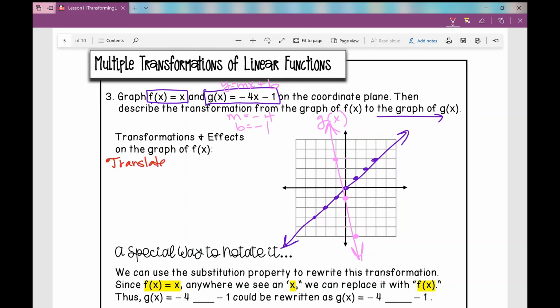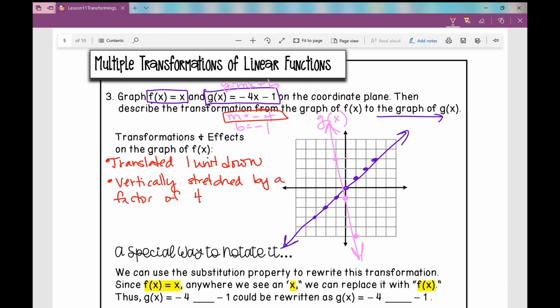Translated 1 unit down. What else? It's been vertically stretched by a factor of 4. Vertically stretched by a factor of 4. And I know you want to talk about that negative because we wrote our slope as negative 4, but the 4 is what stretched it. The negative is what flipped it or reflected it across the x-axis. So it's also been reflected across the x-axis.